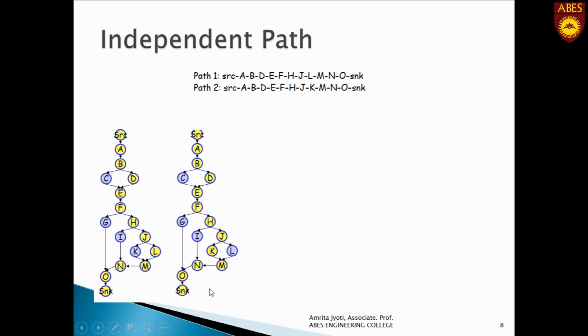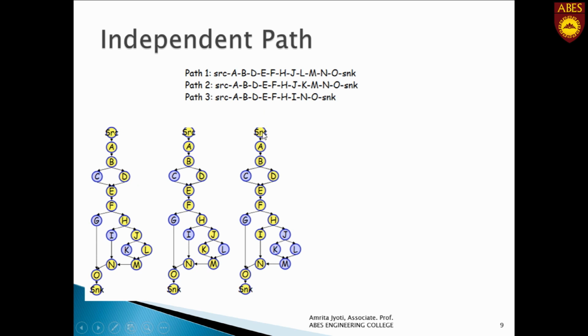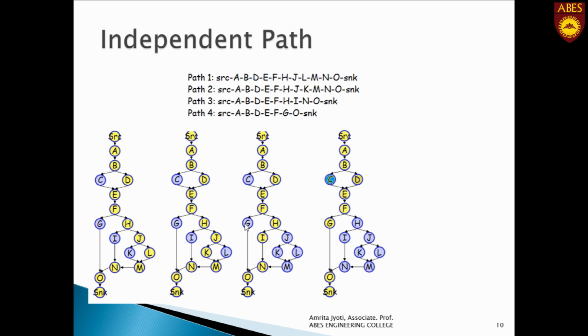In the next independent path we will include this I. So the path is A, B, E, F, H, I, J, N, O, sink. And in the next new path we will introduce a new node, that is G. So the new path is A, B, D, E, F, G, H, O, S, N, K.